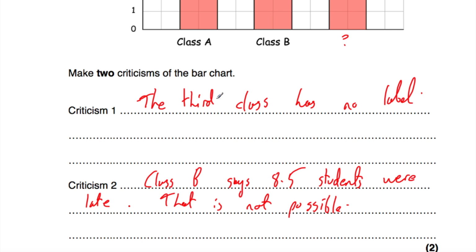So that's our 2 criticisms of that bar chart, that the third bar wasn't labelled, and that the height of Class B implies or says that 8.5 students were late, and that's not possible.